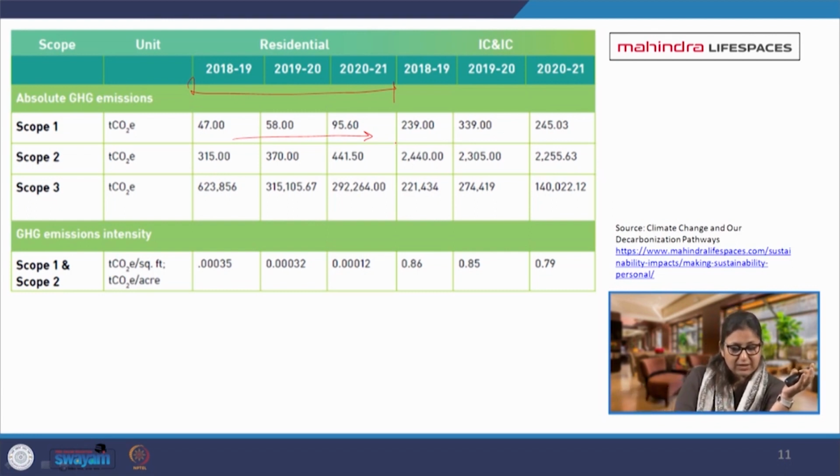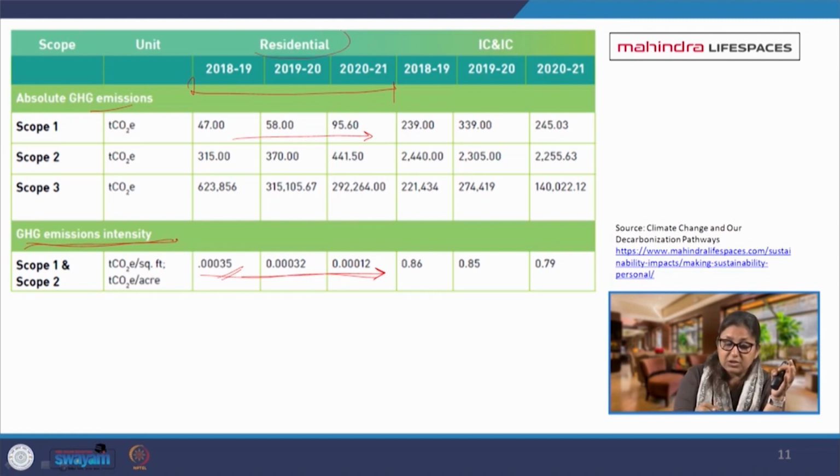But if we look at the emission intensity, so instead of looking at the absolute emission, the emission intensity, which is normalized based upon the total square feet or square meters of built space that is being delivered as building product, we see that the intensity of emissions is going down per square feet or per acre of the developed area, developed building. They have been able to reduce it by almost 1/3 within a span of 3 years, according to the reported values.